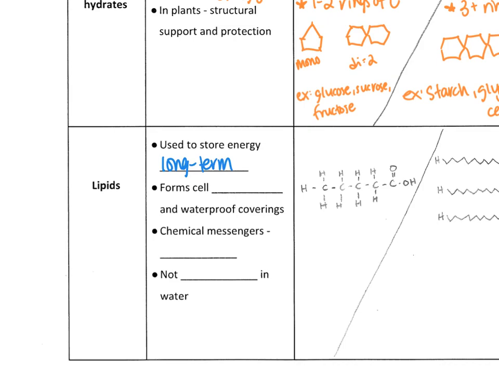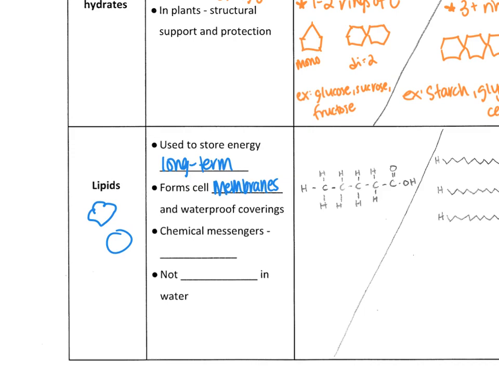Lipids are used by molecules to form cell membranes. When you think about the outer structure, you don't have to draw this, but think about the outer structure of a cell. That's a really weird cell. Imagine this is a cell. That outer barrier of that cell is made up of a membrane. Lipids also form waterproof coverings.